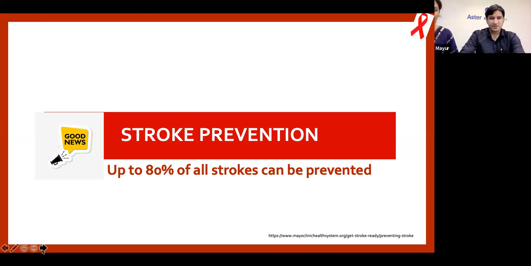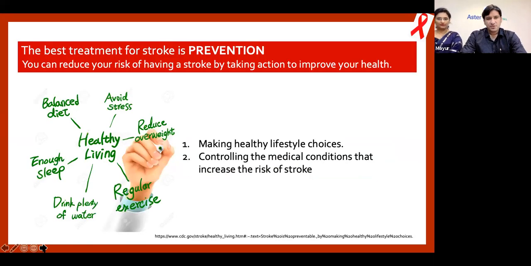Good morning, everyone. I'll be covering stroke prevention and management. So one good thing is that strokes can be prevented up to 80%. Yeah, so the best treatment for stroke is prevention. The risk for this can be reduced by following two important measures. First of all, maintaining a healthy lifestyle. And second thing is controlling the risk factors which can predispose to stroke.